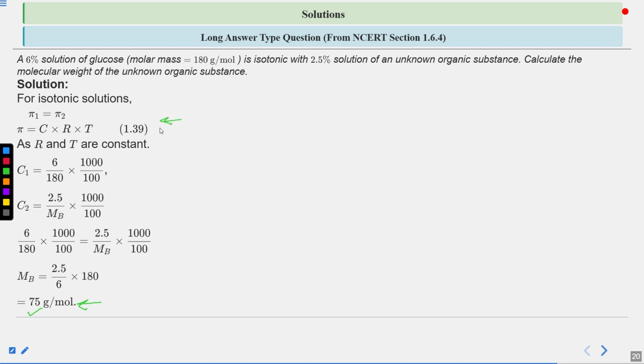You write that after correctly matching, and after writing you have to relate something: what is given in the question is that the two solutions are isotonic, that means their osmotic pressure will be the same, that means their concentration will be the same. Then you find out the concentration, and by putting them equal to each other, you identify what will be the molecular weight of the unknown organic substance. So this is the whole solution, and 75 gram per mole is the correct answer for this question.